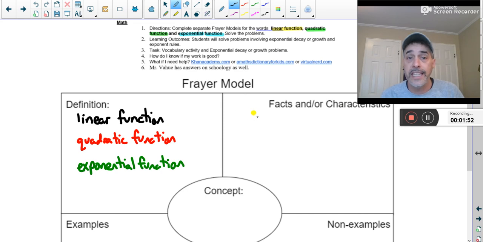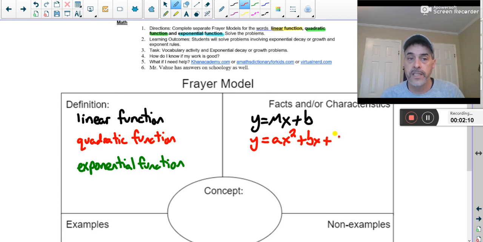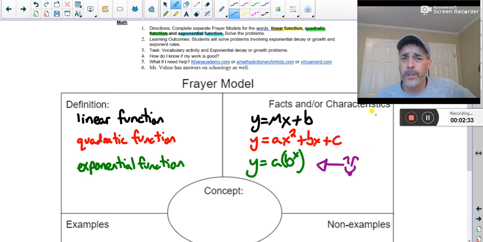The linear function is our y equals mx plus b. We've seen that formula many times. Our quadratic function, we worked on that right before spring intersession. This is our y equals ax squared plus bx plus c. And now our exponential functions, which we actually did before the red ones. This is y equals a times b to the x power. We're going to be using this one today, and it may be something that you remember. I hope you do. Otherwise, this will be a good review for you.